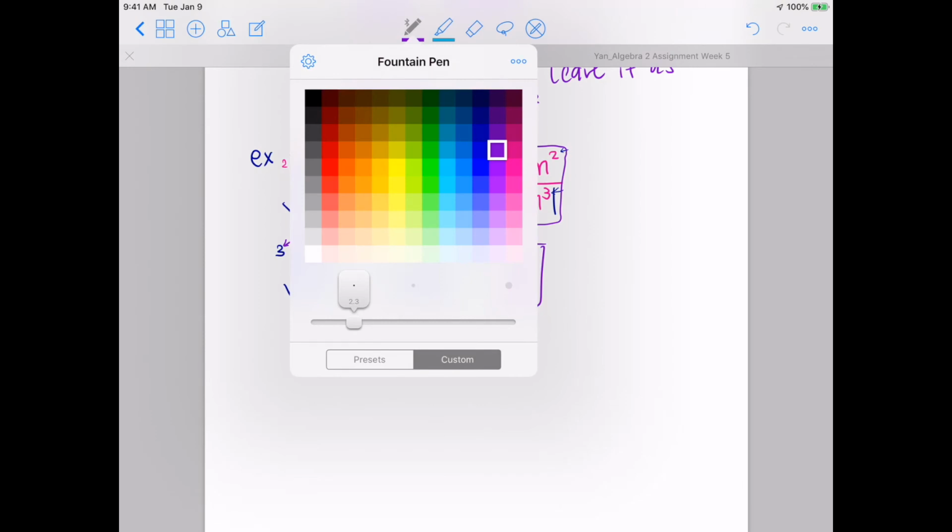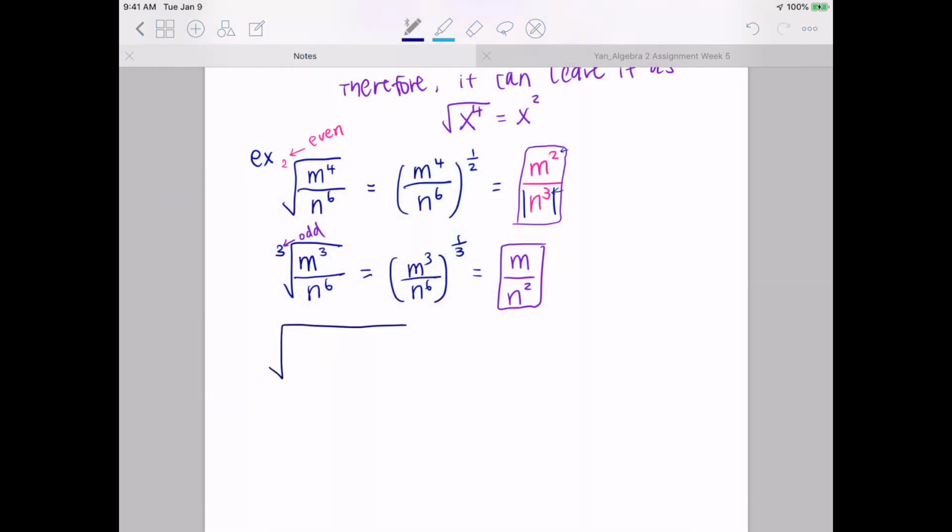Okay, let's do one that's a little bit more complicated. So I have the square root of 25a squared b to the 8th c to the 10th power. Okay, so if I do 25a squared b to the 8th c to the 10th to the 1/2, okay, because it's a 2, make sure we put absolute value for something. What's the square root of 25? It's just a 5.